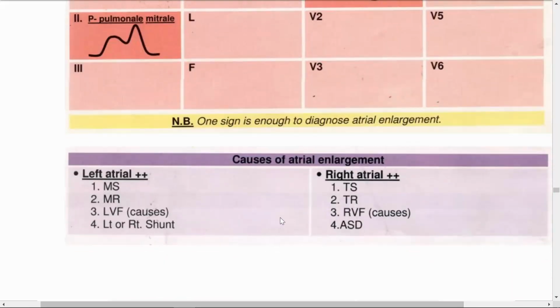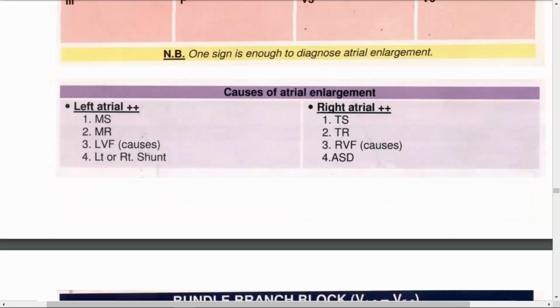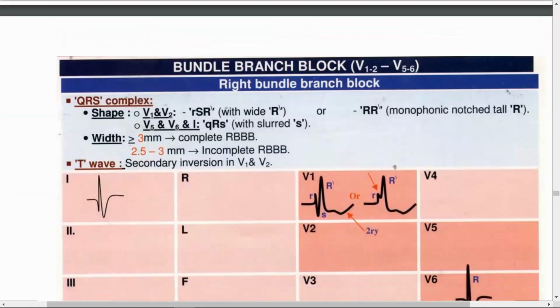The causes of left atrial enlargement: MS, the most common cause, MR, mitral regurgitation, LV failure, especially diastolic dysfunction, and left-to-right shunt. Regarding right atrial enlargement: TS, tricuspid stenosis, then TR, RVF, PS, ASD, pulmonary hypertension. This was regarding atrial enlargement.